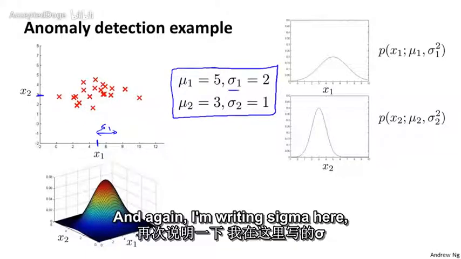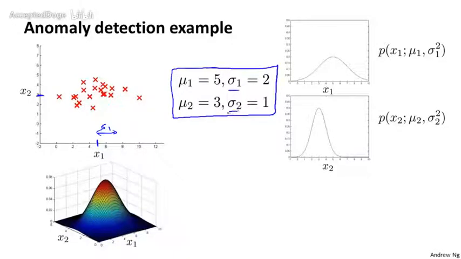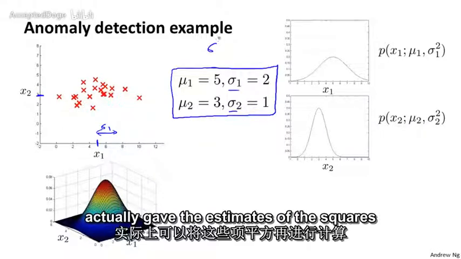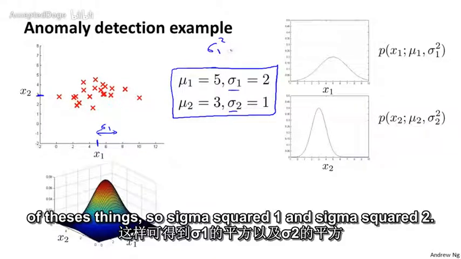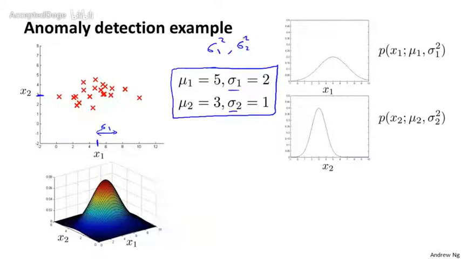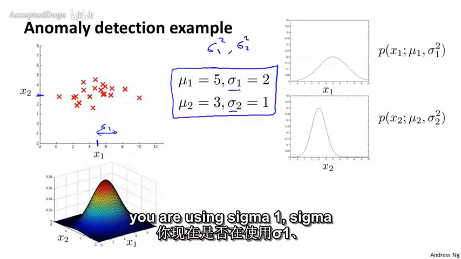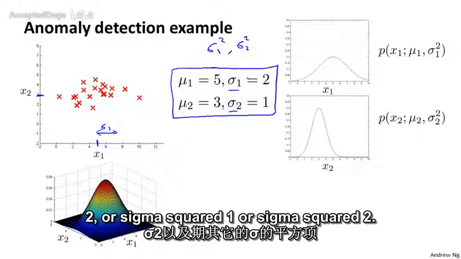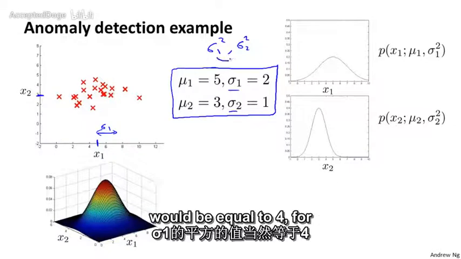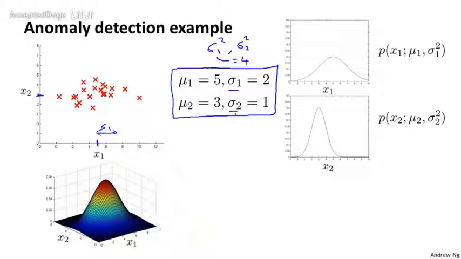And again, I'm writing sigma here, thinking of standard deviations, but the formula on the previous slide actually gave estimates for the squares of these things, right? So sigma squared 1 and sigma squared 2. So just be careful whether you're using sigma 1, sigma 2, or sigma squared 1 or sigma squared 2. So sigma squared 1, of course, would be equal to 4, for example, as a square of 2.